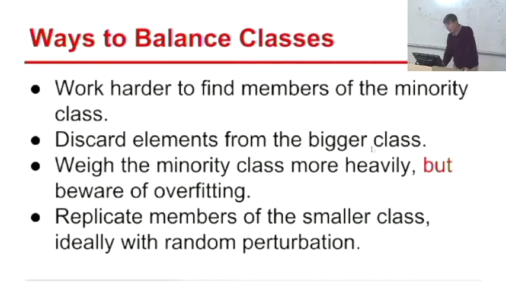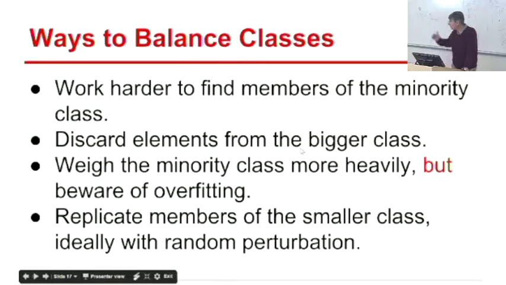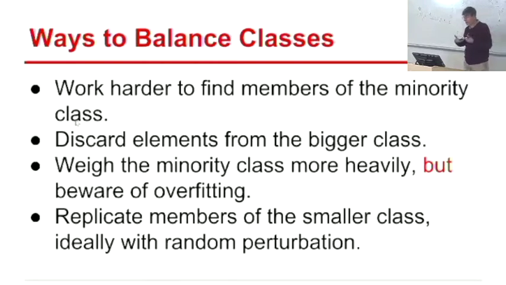But if you have enough examples from the smaller class, you will get a better classifier by throwing out too many elements from the bigger class, right? That much I think we should be convinced of. One possibility is we work harder to find members of the minority class, right? We call our friends, do you have any terrorists that you know? We do something to try to find harder ones. That would be the best thing ideally, but maybe you can't do it. Another possibility is you discard elements from the bigger class, which could work if you have enough elements from the smaller class that there's something interesting to learn.